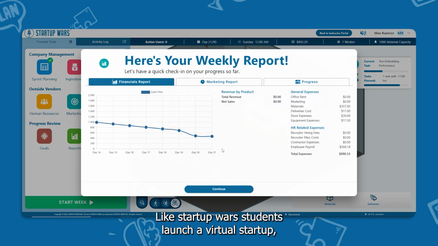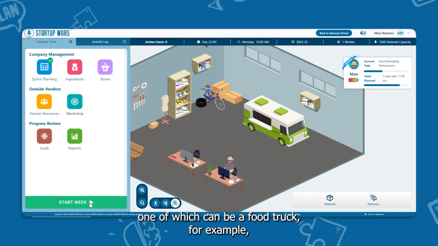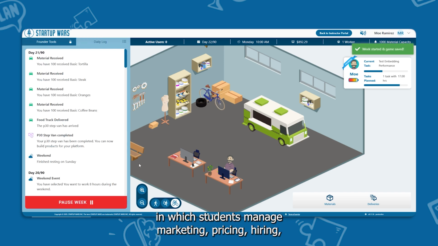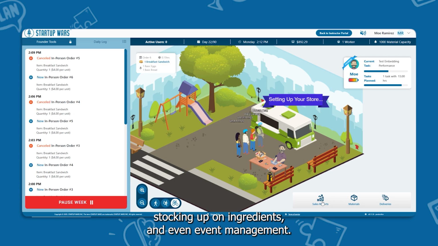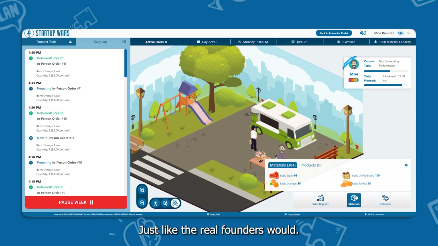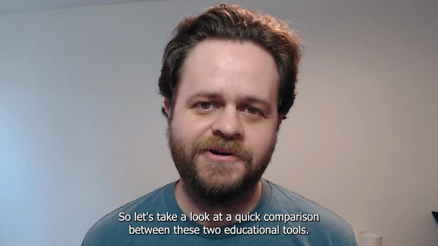In a simulation like Startup Wars, students launch a virtual startup, one of which can be a food truck, for example, in which students manage marketing, pricing, hiring, stocking up on ingredients, and even event management, just like real founders would. So let's take a look at a quick comparison between these two educational tools.